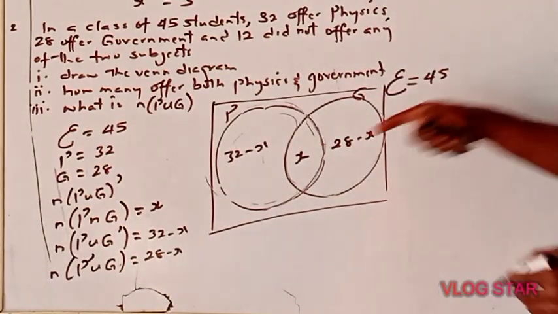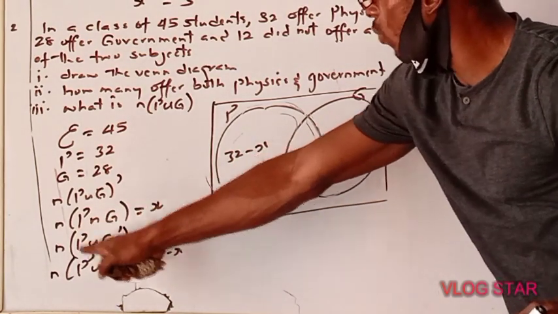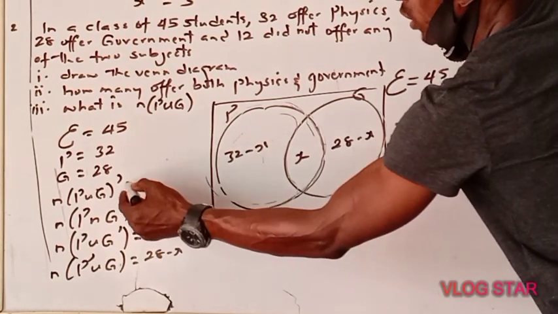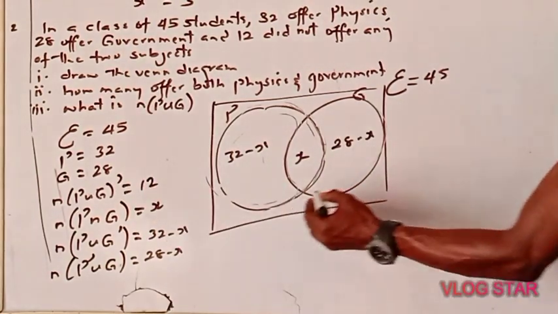Then I said the number that did not offer any of them. Where is it? That did not, which is there? 12. So you come here and put 12.